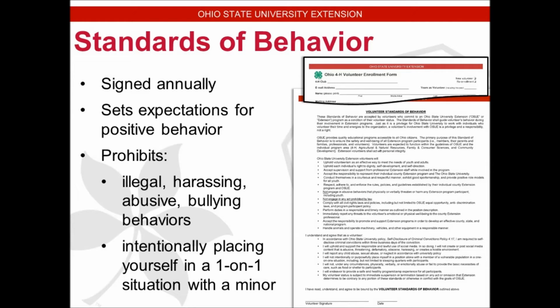The Standards of Behavior form is located on the back of the Ohio 4-H volunteer enrollment process. We require our volunteers to review this form and sign these standards of behavior on an annual basis. This helps us to set the expectations for positive behavior. We prohibit illegal, harassing, abusive, bullying behaviors, and also you should not put yourself intentionally in a one-on-one situation with a minor.